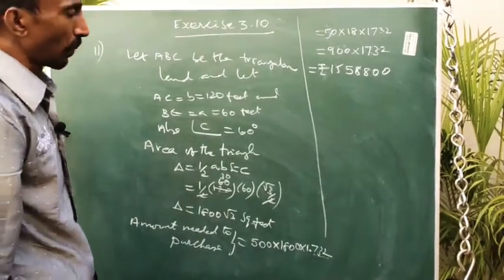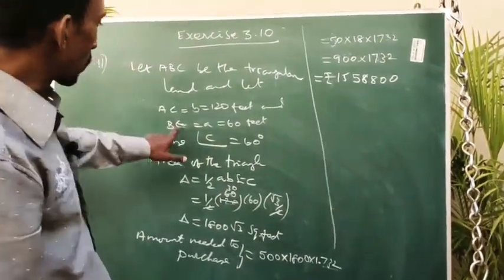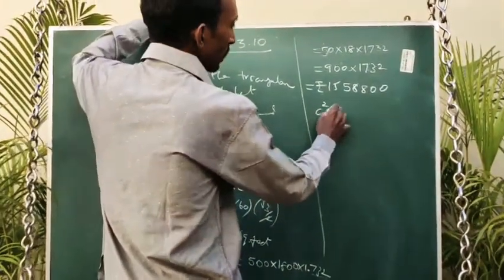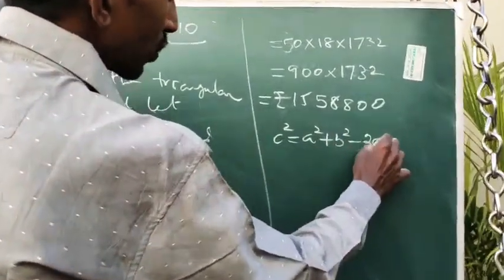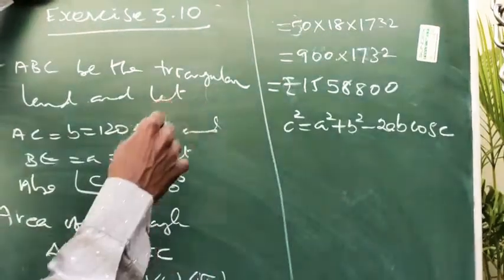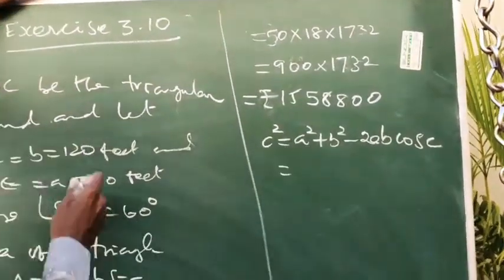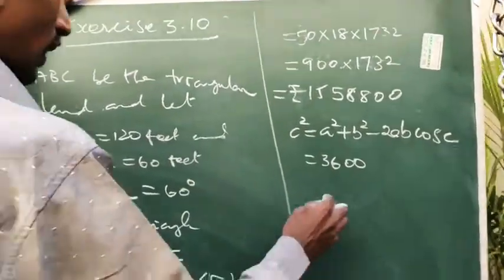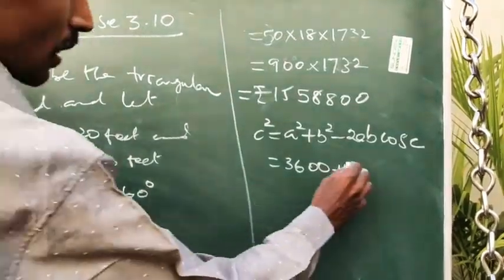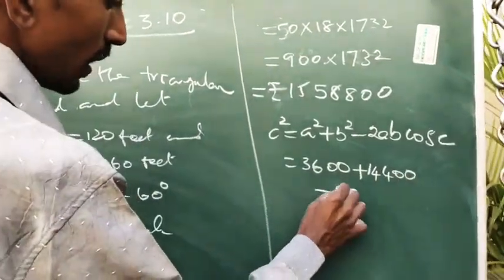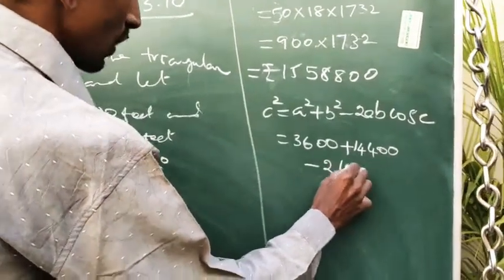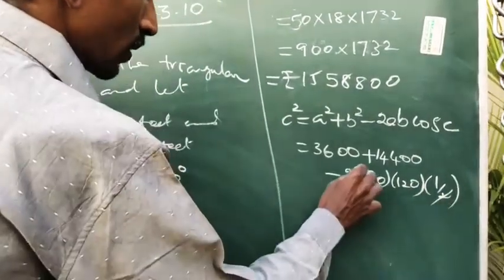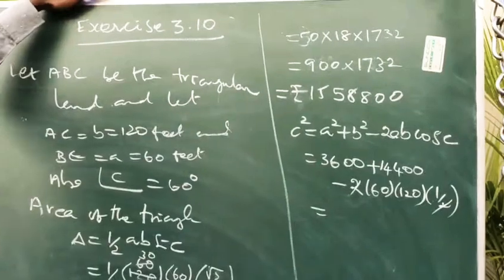They are also asking for the perimeter of the land. Already 2 sides are given. We need to find the third side C. Again use the cosine formula: C square equals A square plus B square minus 2AB cos C. Cos C is cos 60 degrees. A square is 3600, plus 120 square, 14400, minus 2 into 60 into 120 into cos 60, which is 1 by 2. The 2 cancels.